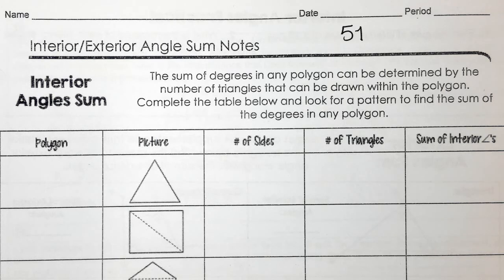So this set of notes is interior and exterior angle sum notes. On the front we're going to do interior angle sum. So the sum of the degrees of any polygon can be determined by the number of triangles that can be drawn within the polygon. Complete the table below and look at the pattern to find the sum of the degrees. So we're going to fill out this table together, and as we go you'll realize how to calculate the sum of interior angles, and you'll realize why they write the formula the way they do. Alright, so here we go.